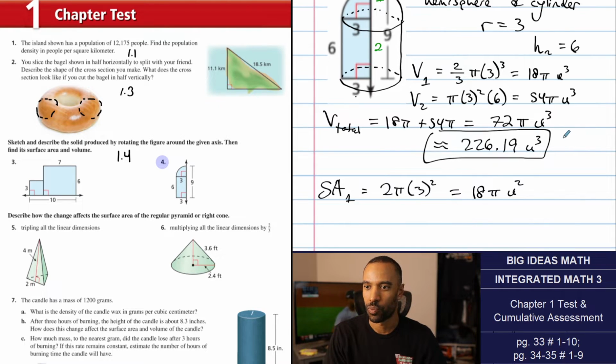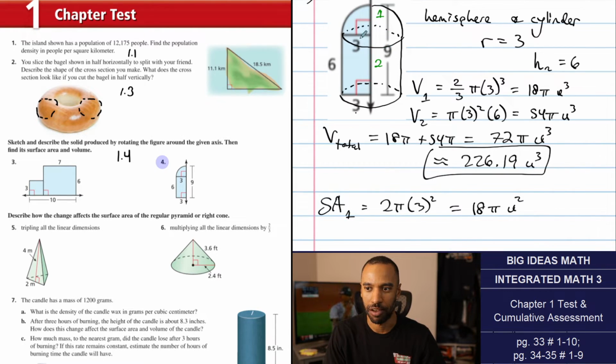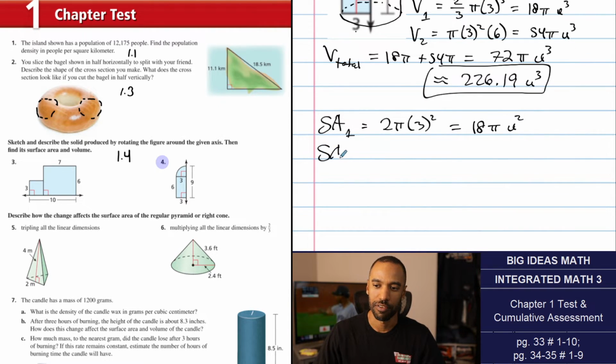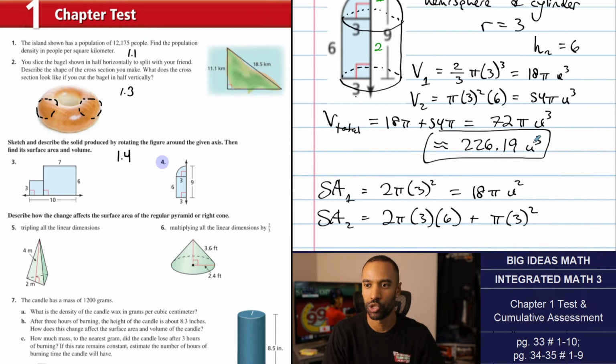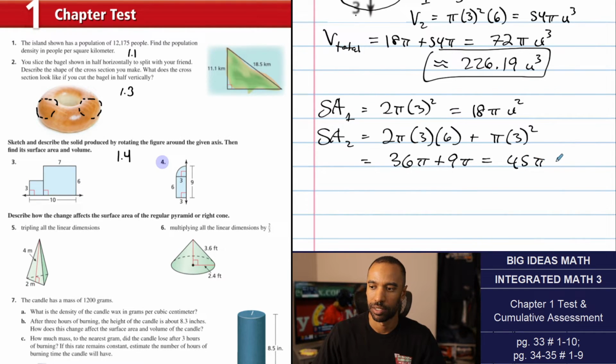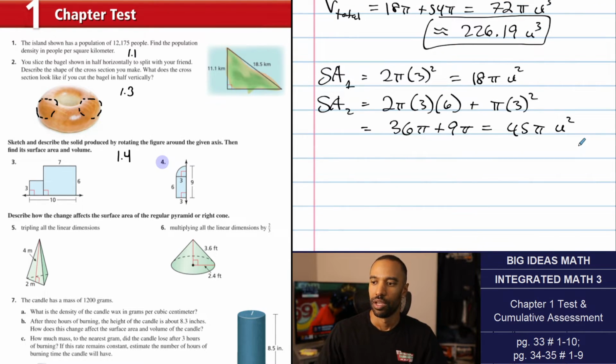So there's object 1. Object 2, the top circle's covered. So we just need the bottom circle with the lateral area. So surface area of object 2 is its circumference times height plus just one base area, pi r squared. Not 2 pi r squared, it's just 1 pi r squared. So we'll get 36 pi plus 9 pi, which is 45 pi square units.